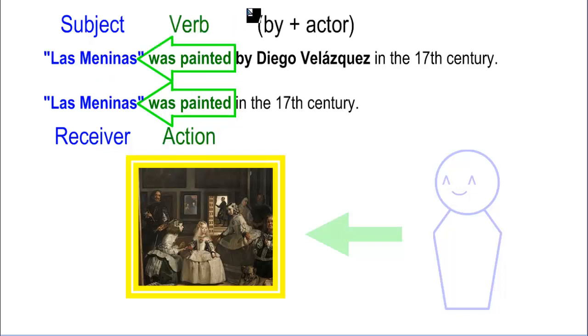Now, obviously, if you want, you can mention the performer. You can say, Las Meninas was painted by Diego Velázquez in the 17th century, but it is also possible just to say, Las Meninas was painted in the 17th century. You don't have to mention the performer necessarily. Okay, it's not necessary. This part is optional.